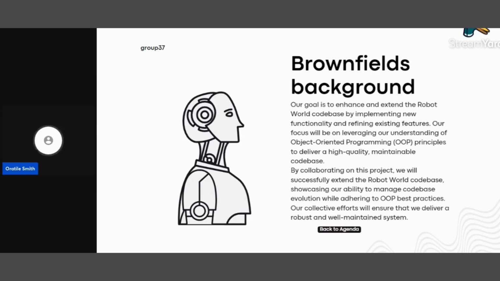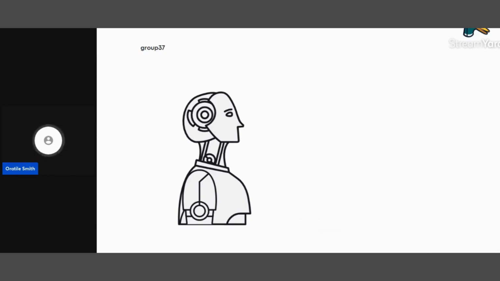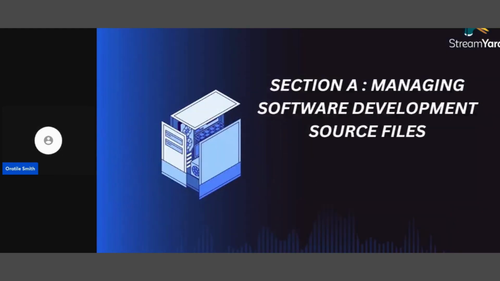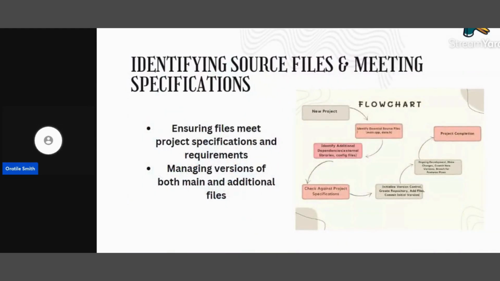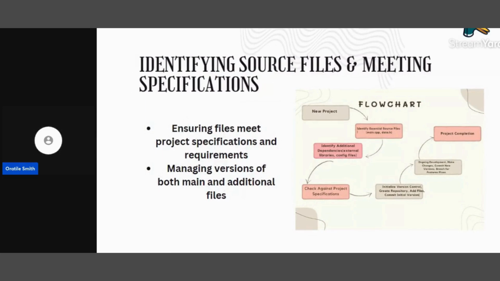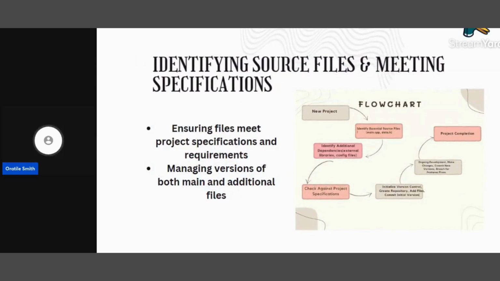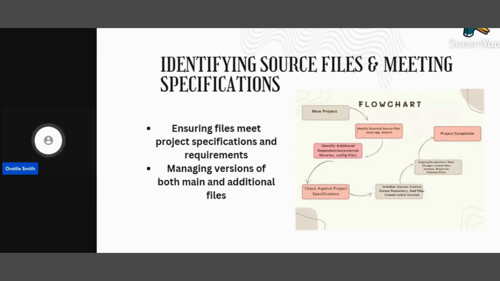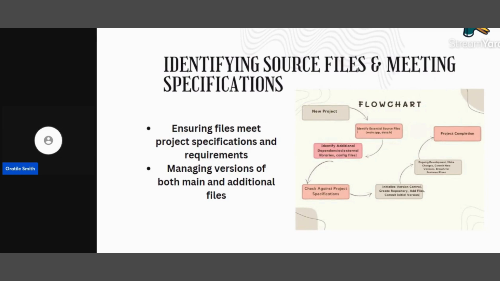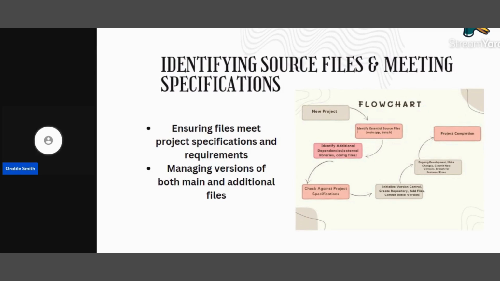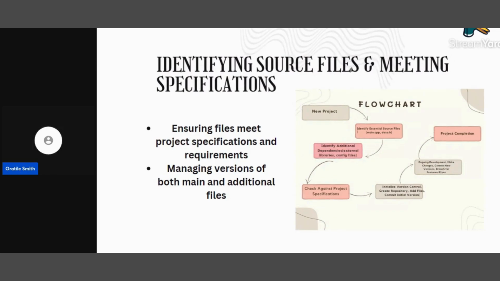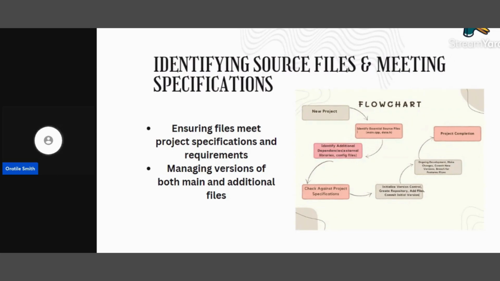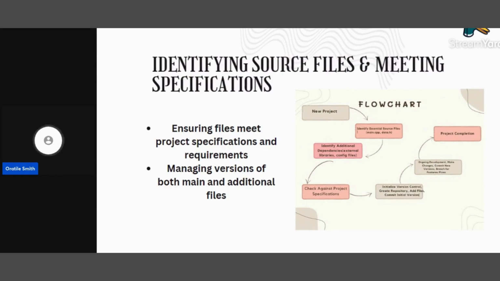Now moving on to section A, which is managing software development source files. Our first slide is about identifying source files and meeting specifications. When our Brownfields module started, we had specific specifications that we were supposed to follow and meet fully. This is a full flowchart of how we were able to ensure that our files meet the project specification and requirements, and also to make sure that we are managing versions of both main and additional files.